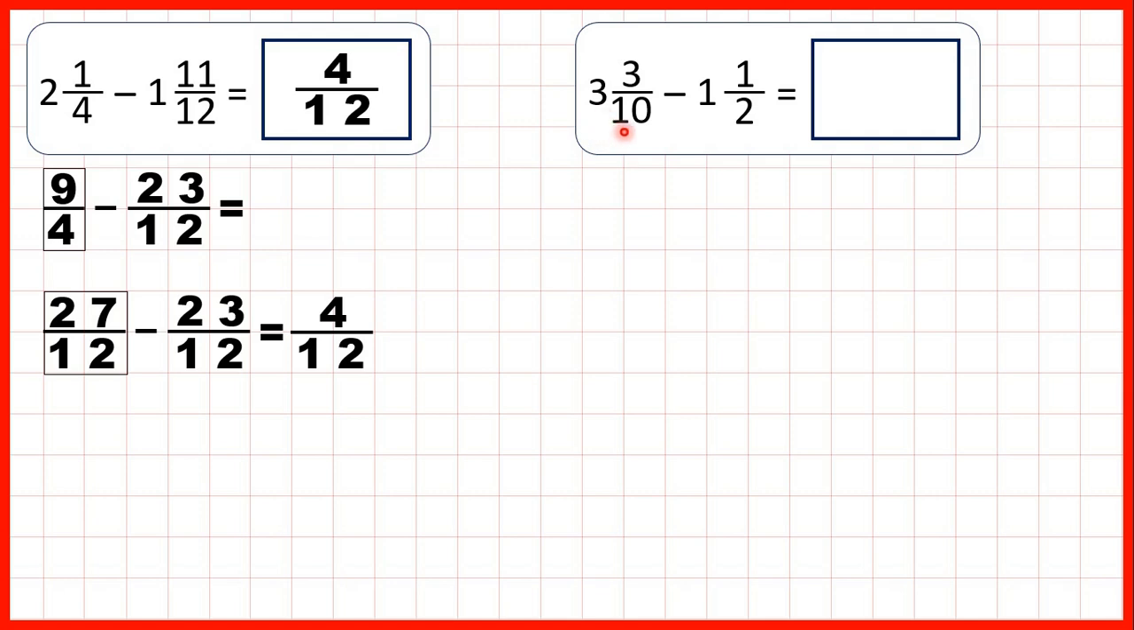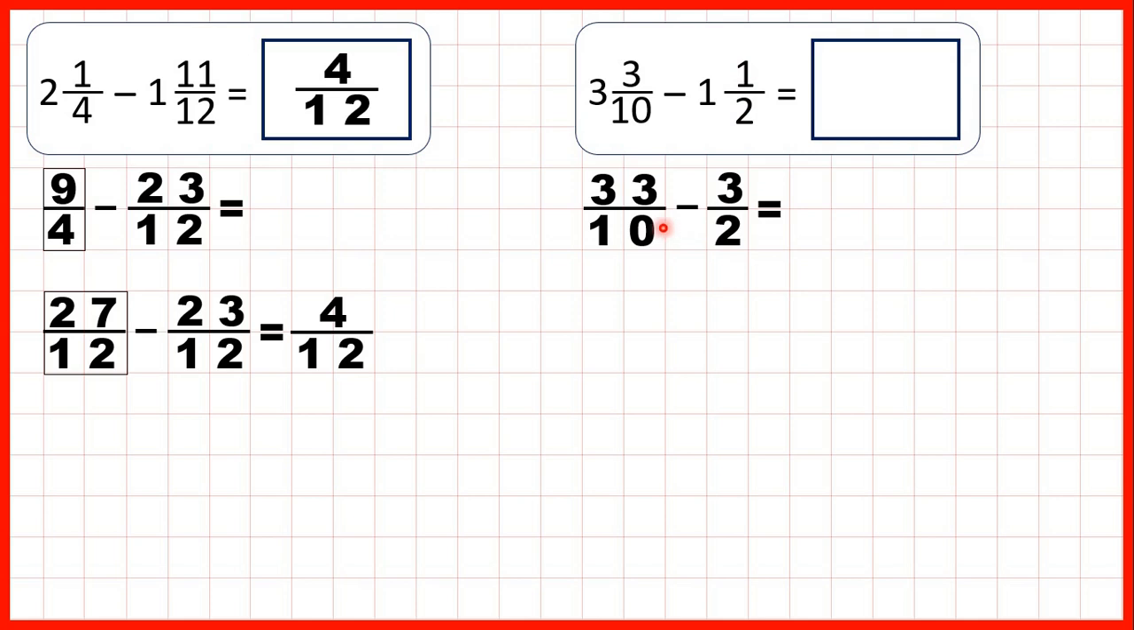Now we have 3 and 3 tenths minus 1 and a half. We can change both of these mixed numbers into improper fractions. 3 times 10 is 30, plus 3 is 33, so that's 33 tenths because the denominator stays the same. We're subtracting 1 and a half, but we can turn that into an improper fraction as well. 1 times 2 is 2, plus 1 is 3, and the denominator stays the same, so 1 and a half is the same as 3 halves.